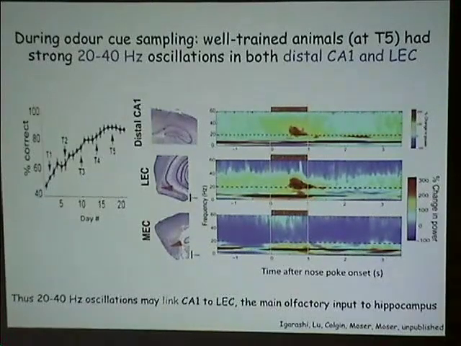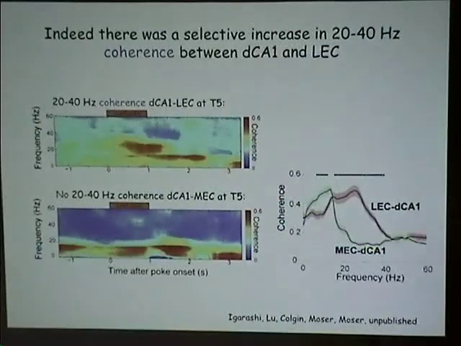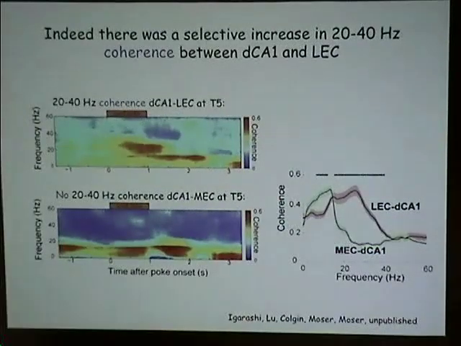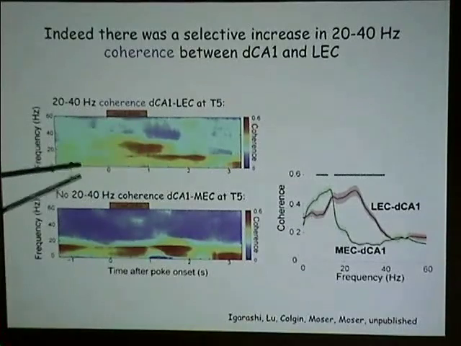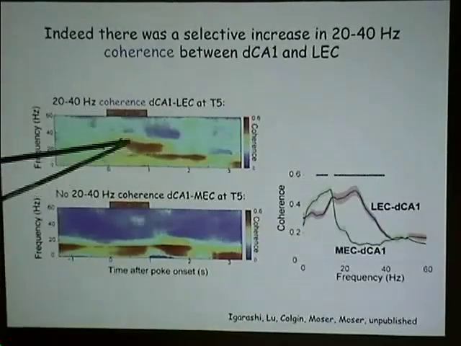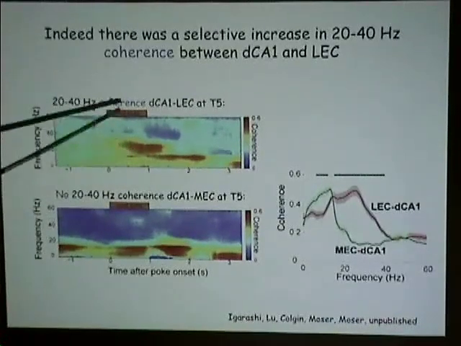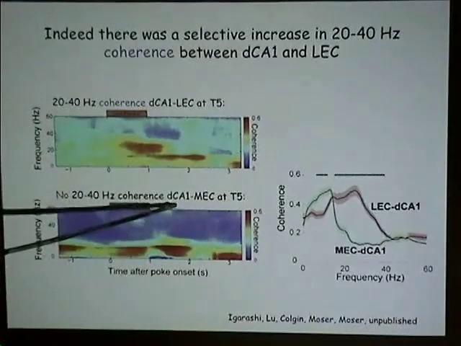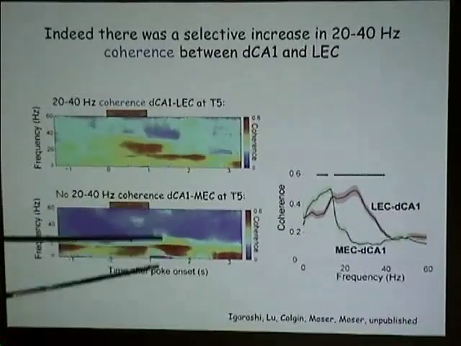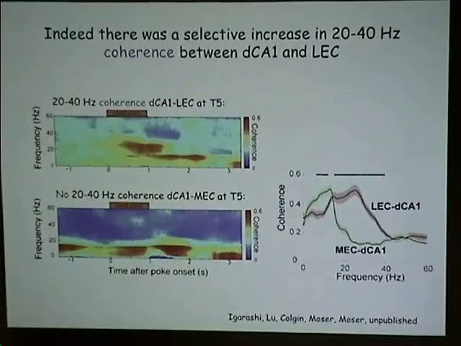Now, shall I move on to Kate's question? The coherence. Yes, if they occur at the same time, both in distal CA1 and lateral entorhinal, and you measure the coherence, which is now color-coded by time and frequency, you see strong coherence between LEC and CA1, but not between distal CA1 and MEC, for example, and also not between proximal CA1 and LEC.